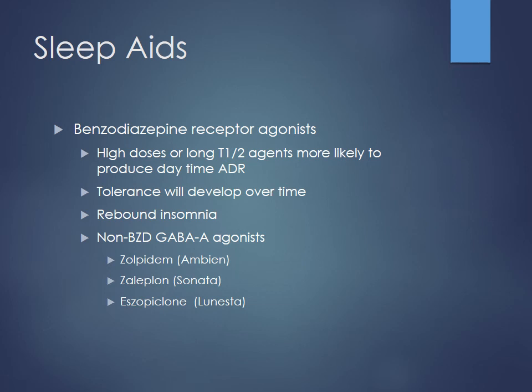And then the 3 non-benzodiazepine GABA-A agonists, so these are our non-benzos, as I call them. They call these the Z drugs. So you have zolpidem, zaleplon, and eszopiclone. Those are the most frequent ones we use. And these are marketed specifically for sleep, both sleep initiation and maintenance of sleep. Okay.